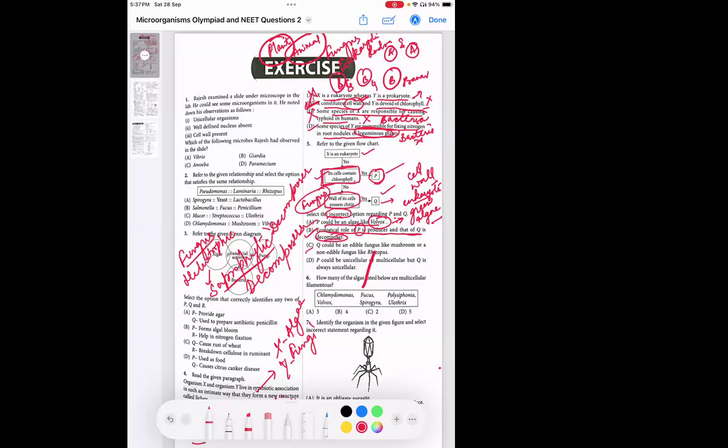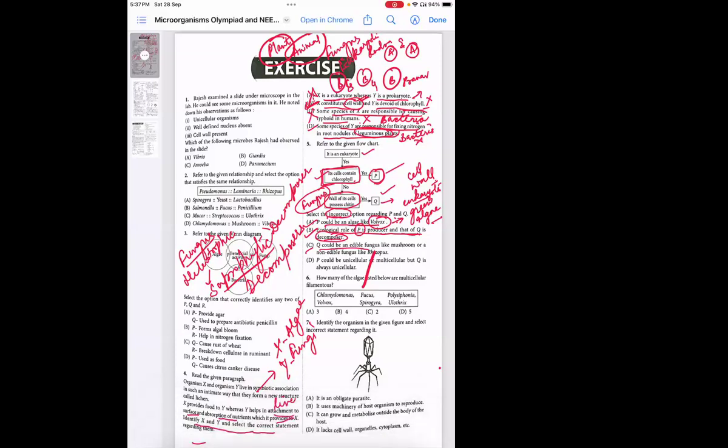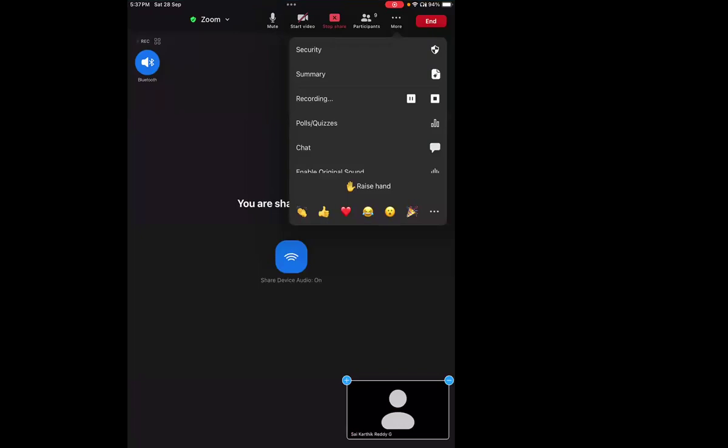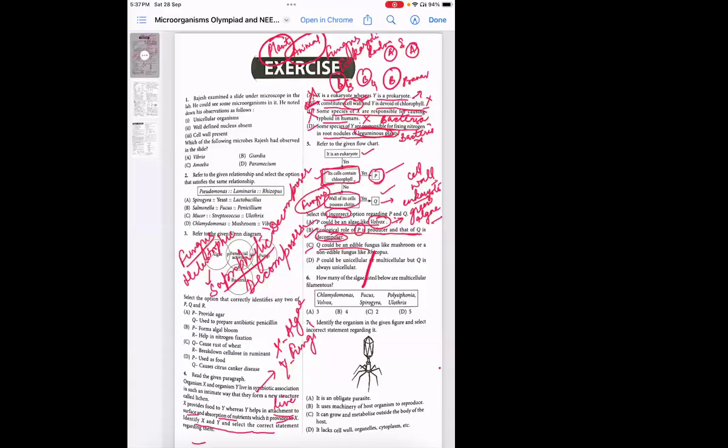Whereas the C1, Q could be... yeah, tell me. Ma'am, I wasn't there. Last class I was having internet problem. Ma'am, what are we doing now? Sai Karthik, we are doing the chapter microorganisms.